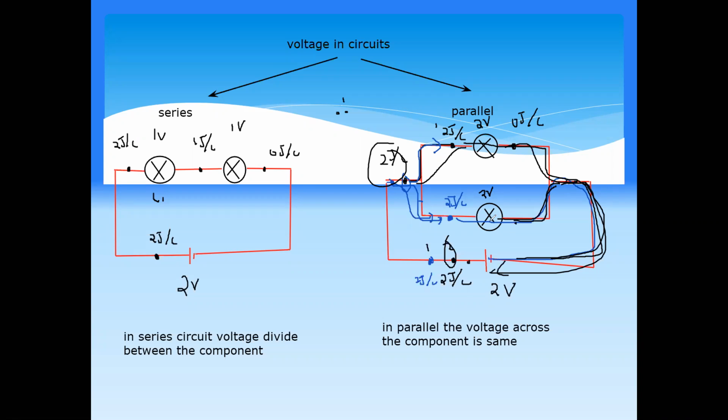So in parallel the voltage is the same, whereas in series the voltage divides between the components, or the energy when the charges are moving. Because a charge cannot be halved, if one charge moves up, the other charge which is following should move down. Is the concept of voltage in circuits clear? So voltage is the same in parallel.